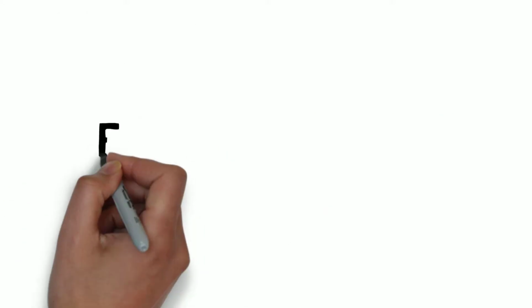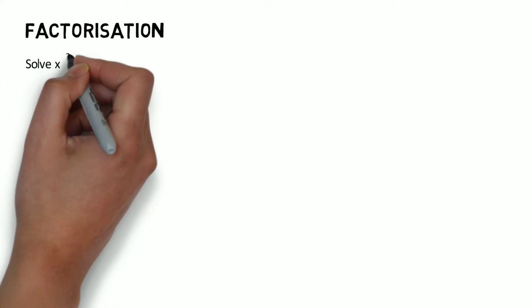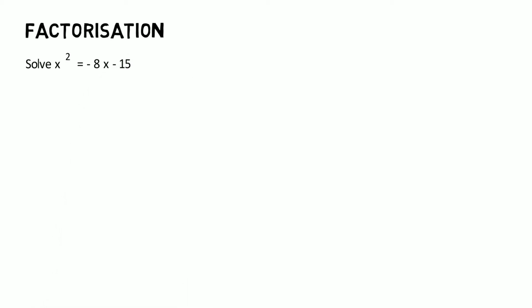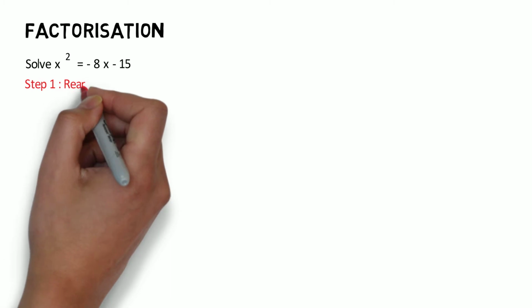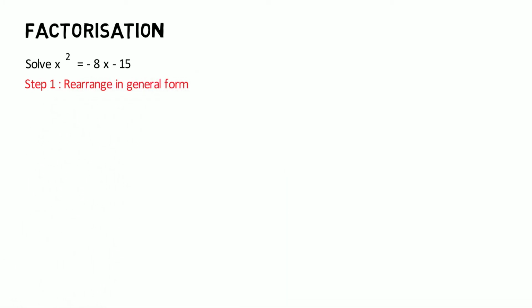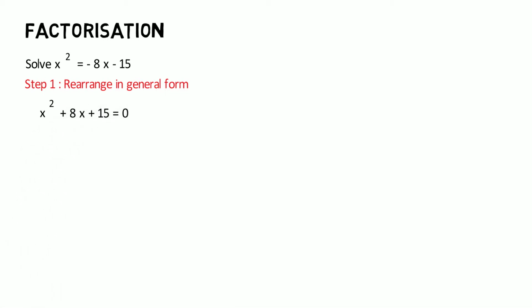Now let's move on to the second method, which is factorization. Let's try and solve a simple example. Let's say x squared equals -8x minus 15. So when we're doing factorization, the first step is to rearrange the equation in general form. So in this case, we get x squared plus 8x plus 15 is equal to 0.